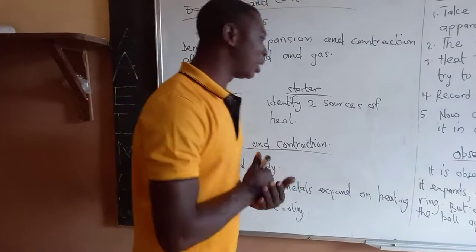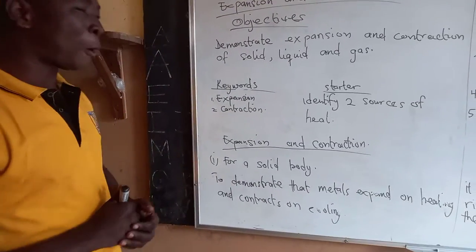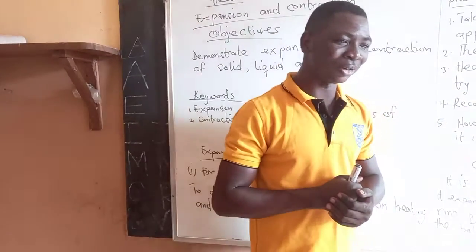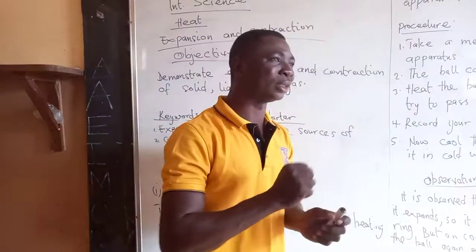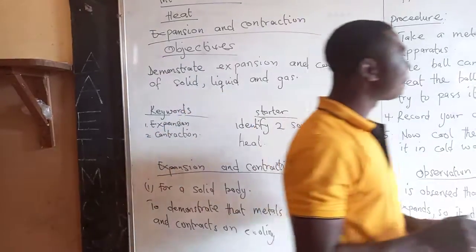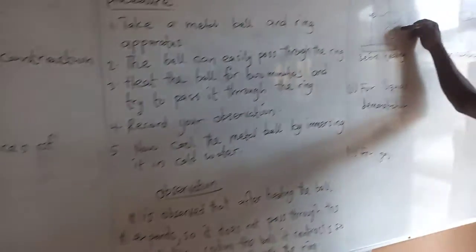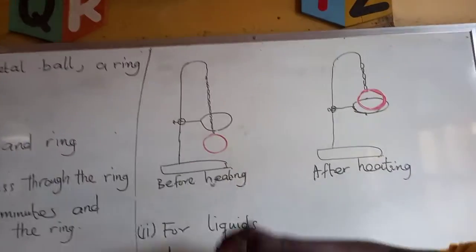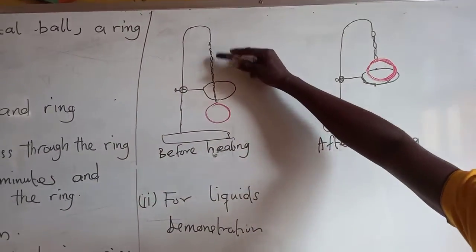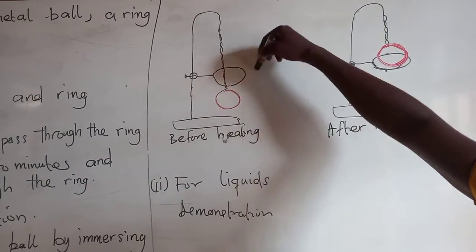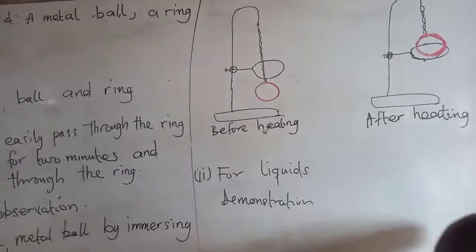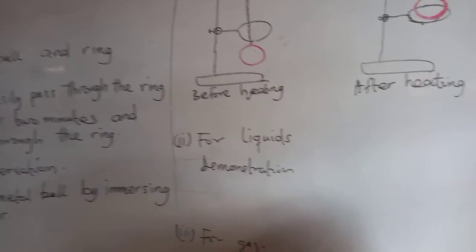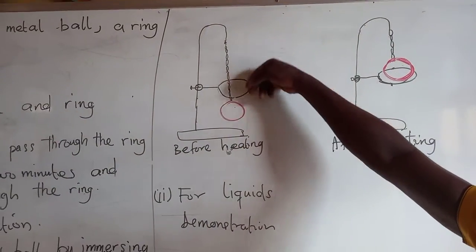What I want you to do now is, first of all, take a metallic ball, a round one. Look at the picture here. This is a metallic ball. Take the metallic ball like this. Get something that you can use to hold it. Get a hole or a spring like this. Make sure that the ball is smaller than this so that it can pass through.